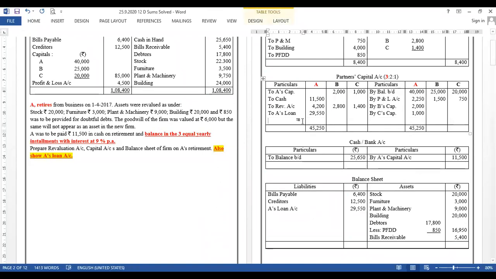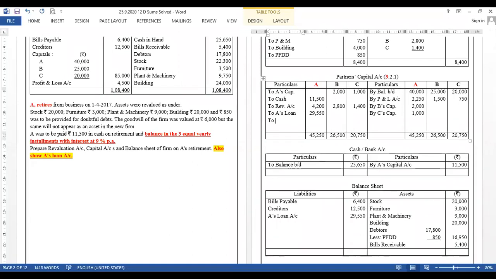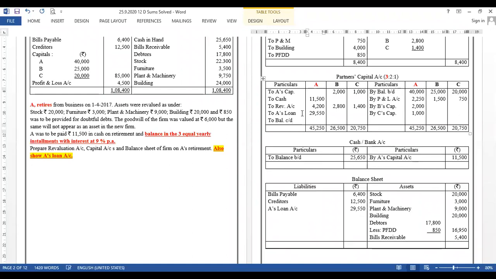Now let us get the totals of B and C as well. B's total is 26,500 and C's is 20,750. The difference for B, the balance carried down, is 21,700. And for C, it is 18,350.